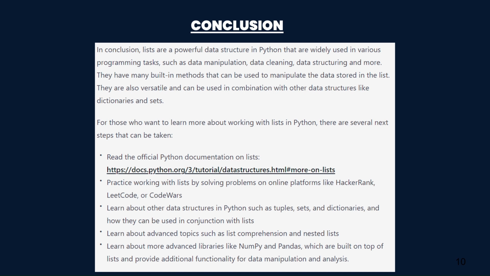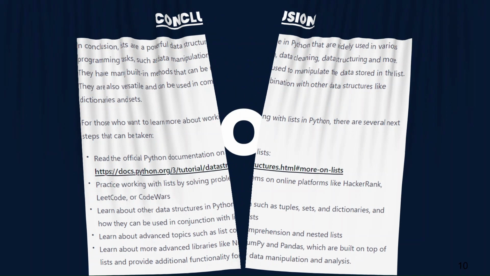Alright. Then we will learn about advanced topics such as list comprehension and nested list. We have already seen it. Nested list is nothing, it is just a list inside a list that is counted as an index. Alright. Then comes learn about more advanced libraries, NumPy and Pandas, which are built on top. This also we will study with the data structuring, in the 8th or 9th video. Alright. So now next topic is dictionary.